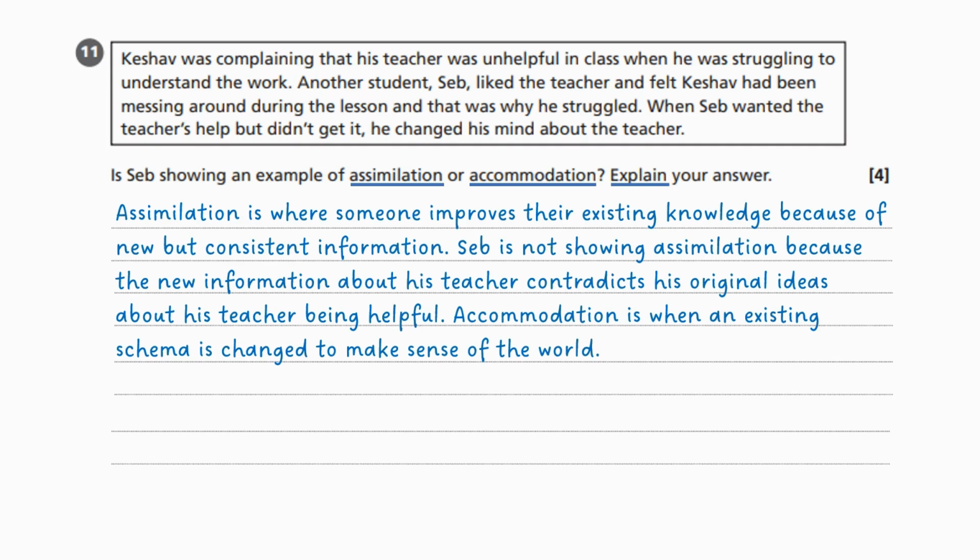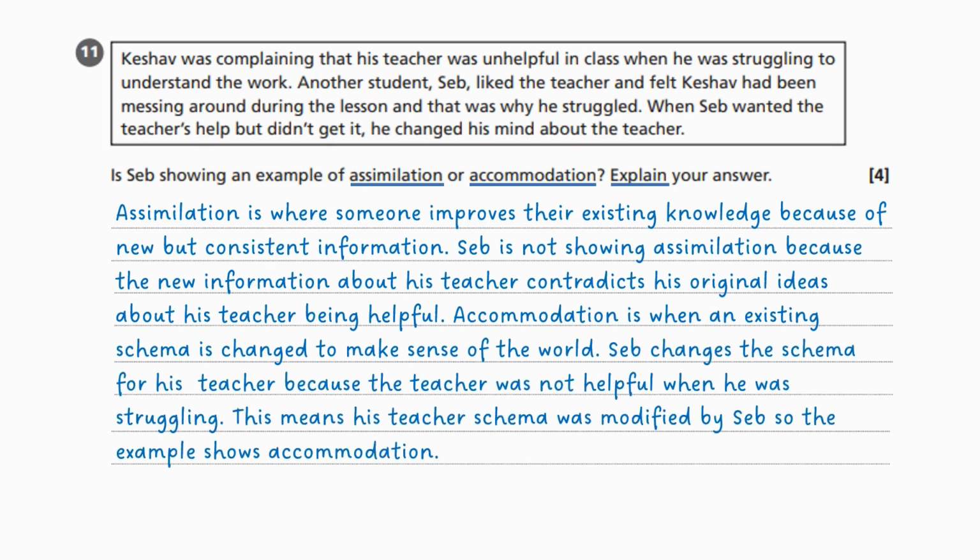Accommodation is when an existing schema is changed to make sense of the world. Seb changes the schema for his teacher because the teacher was not helpful when he was struggling. This means his teacher schema was modified by Seb, so the example shows accommodation. So it's that 2 C's after the A, change or create a new schema.